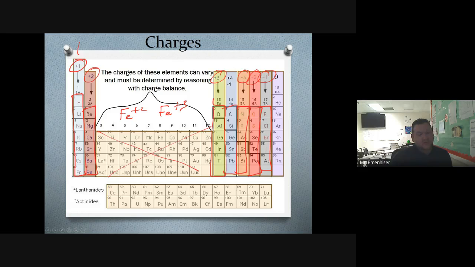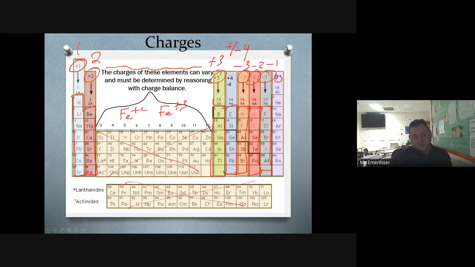So group 1 is +1. Group 2 is +2. Remember, we skip a few. So 1, 2, skip a few. Group 3 is a +3. Group 4 is a plus or a -4, depending on whether it's a metal or non-metal. Group 5 is -3. Group 6 is -2. And then group 7 is -1. And then the last group is 0 because they don't form ions. The noble gases do not react with anything, so no ions. And then these don't count down here either.